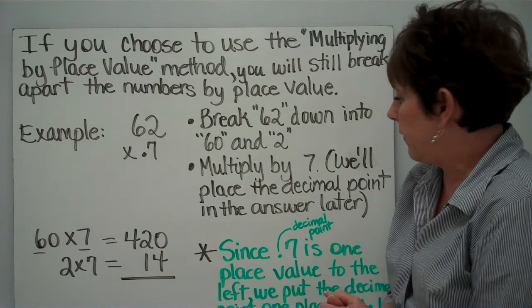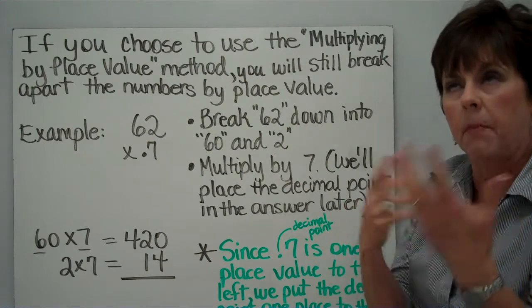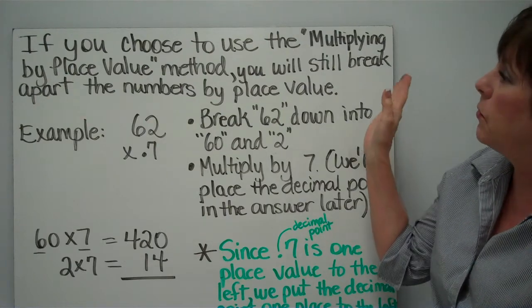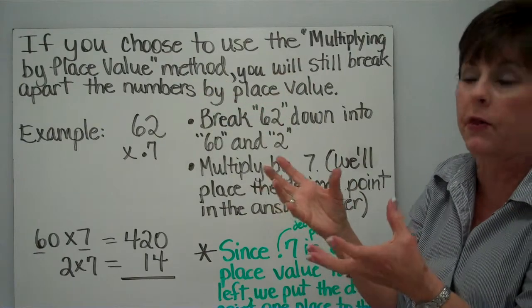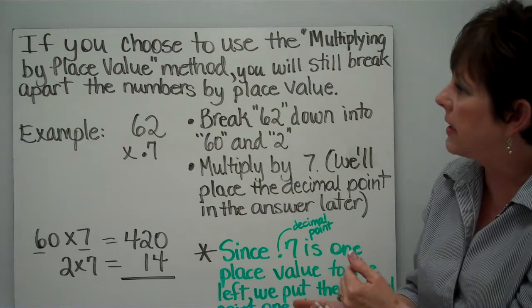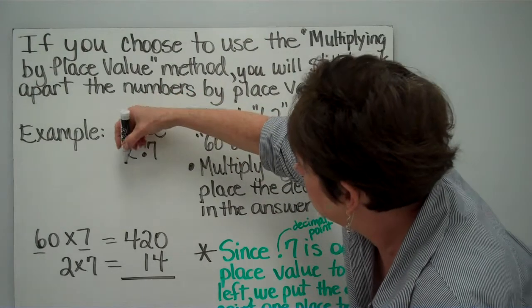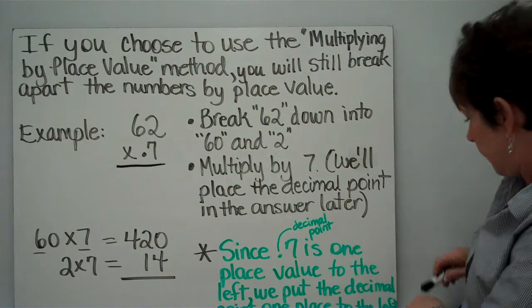If you remember in the other video, there were two ways that you could, among others, multiply. First of all, if you use the multiplying by place value method, you'll still break apart the numbers by place value and then at the end add them all together. Here's an example. Let's say that we have 62 times 7/10.